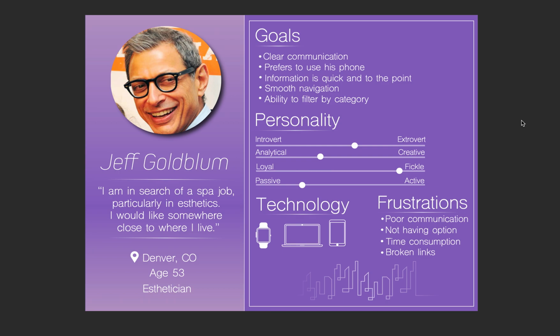His goals for not only using Craigslist, but any sort of app in general is he wants clear communication. He prefers to use his phone. The information is quick and to the point. He likes smooth navigation and the ability to filter by category. Here I just have a personality chart for him. The technology that he owns is his iWatch, laptop, and his phone, which he uses the most. Some of his frustrations are poor communication, not having options, too much time consumption, and broken links.